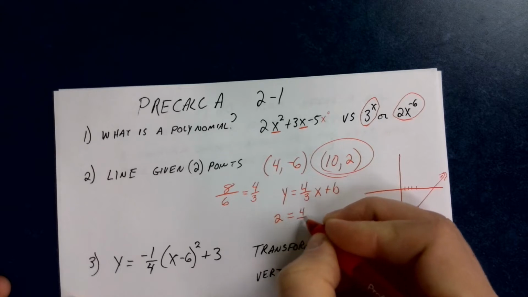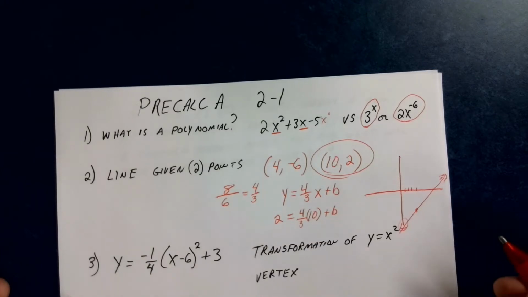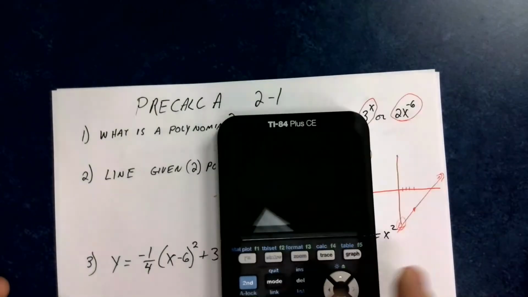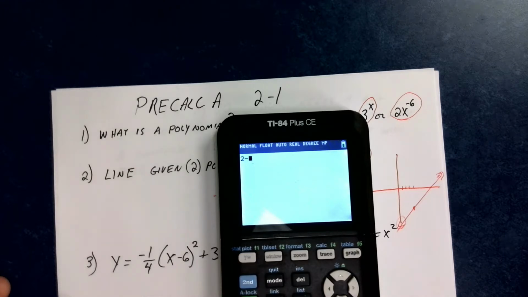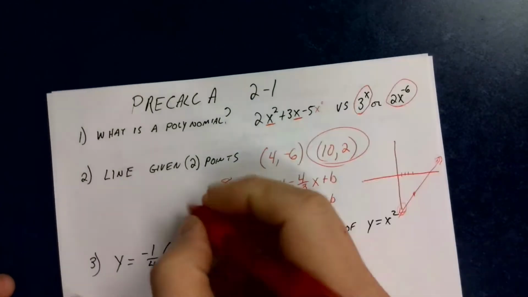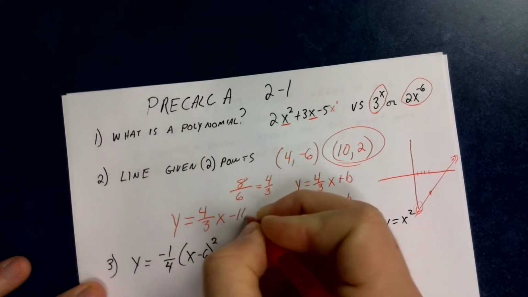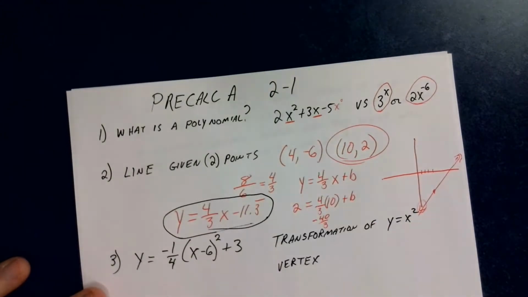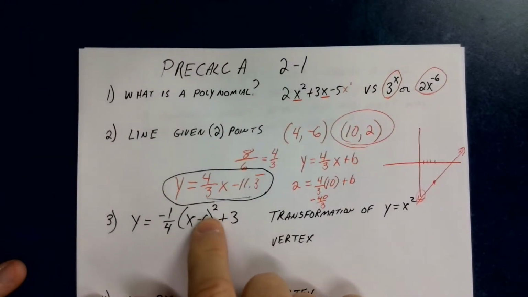2 is equal to 4/3 times 10 plus b, that's 40 thirds, so I need to subtract 40 thirds to find my b. So if I take my handy dandy little calculator here, and I go 2 minus 40 thirds, I get a negative 11.3 repeating. So my equation is y equals 4/3 x minus 11.3 repeating. That makes sense based on my picture over here. Feel pretty good about that. Know that 4/3 is also 1.3 repeating.